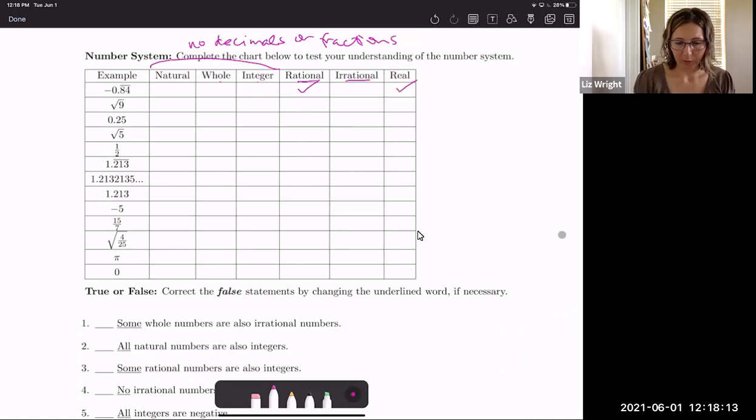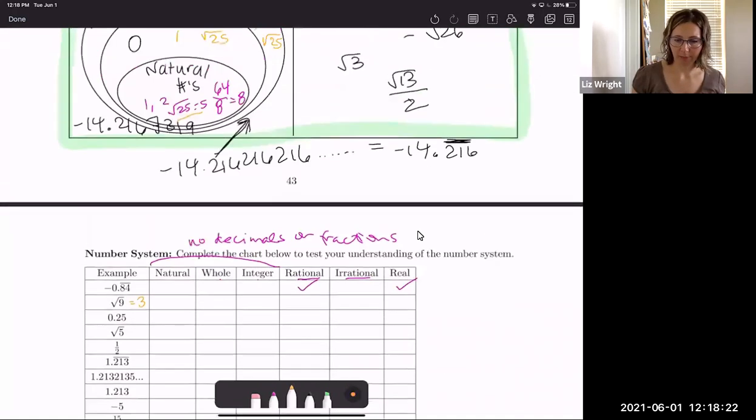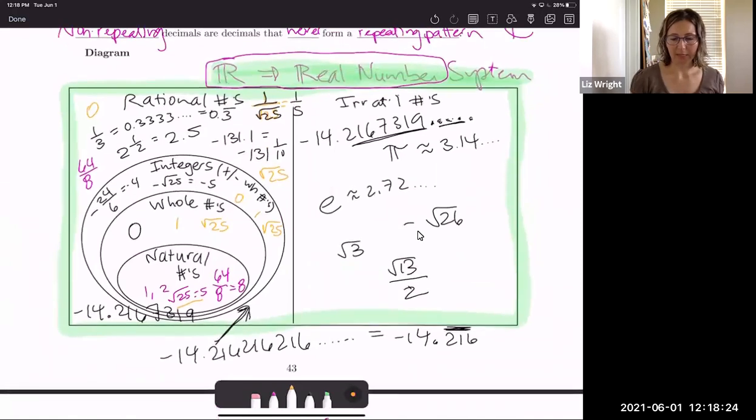All right, for square root of 9, first reduce it. Square root of 9 reduces to 3. What's the smallest subset that it fits into? Come back here. The smallest subset. If it's natural, take your finger, put it inside the inside bucket, pull it all the way out. It's going to be natural. It's going to be whole. It's going to be integer. It's going to be rational. Will it be irrational? Heck no.